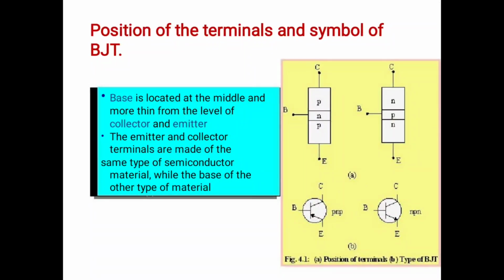Next, the positions of the terminals and the symbols of the BJT. The symbol for the three-terminal, three-layer transistor is used here. The base is located in the middle and is thinner than the collector and emitter. The collector and emitter terminals are made of the same type of semiconductor material, while the base is of the opposite type of material.